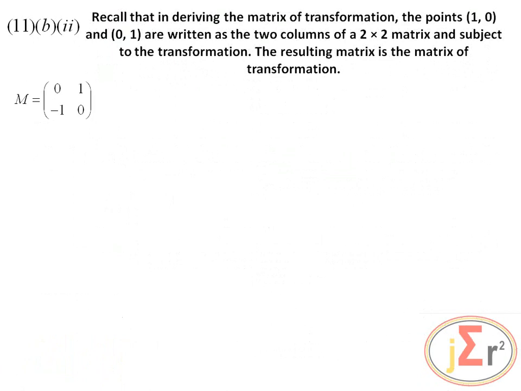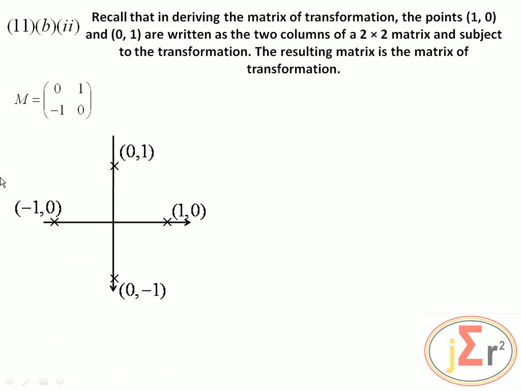Recall that in deriving the matrix of transformation, the points (1, 0) and (0, 1) are written as the two columns of a 2 by 2 matrix and subjected to the transformation. The resulting matrix is the matrix of transformation. The matrix of transformation is this one. How do we arrive at it?